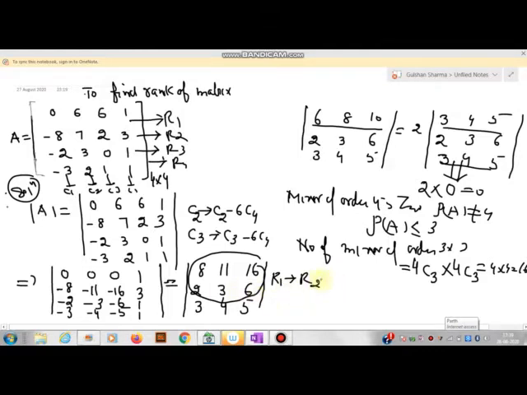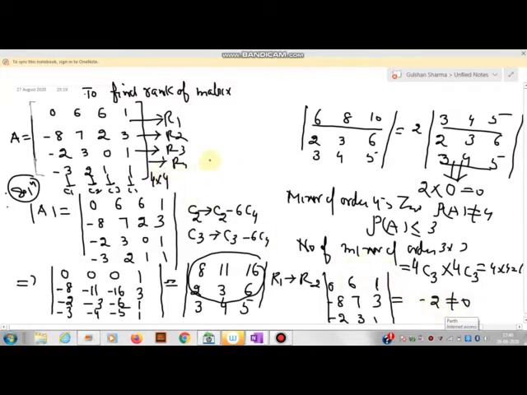So I am checking this thing: 0, 6, 1, minus 8, 7, 3 and minus 2, 3, 1. Try to calculate this one. When you evaluate this one, you will get minus 2, which is non-zero. So it means there is one minor.